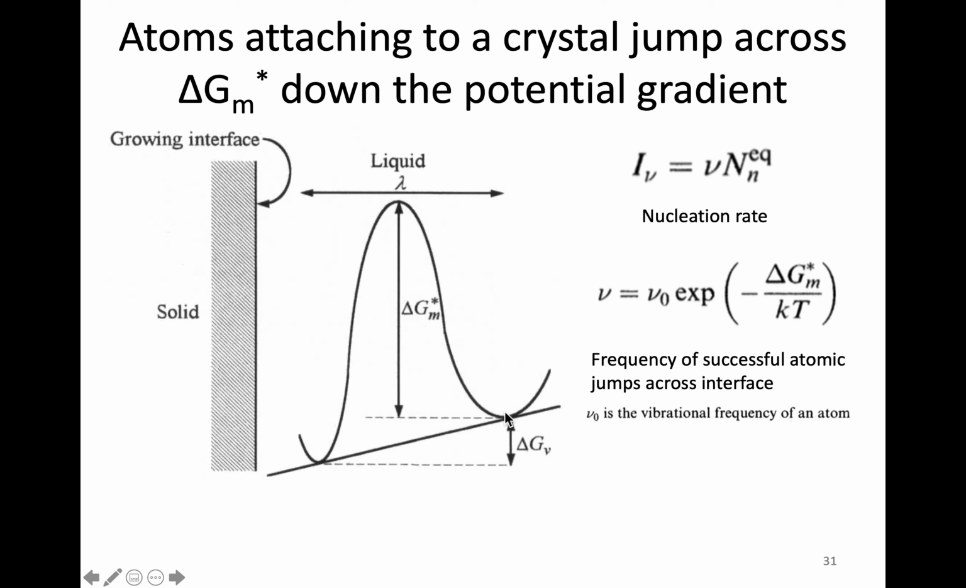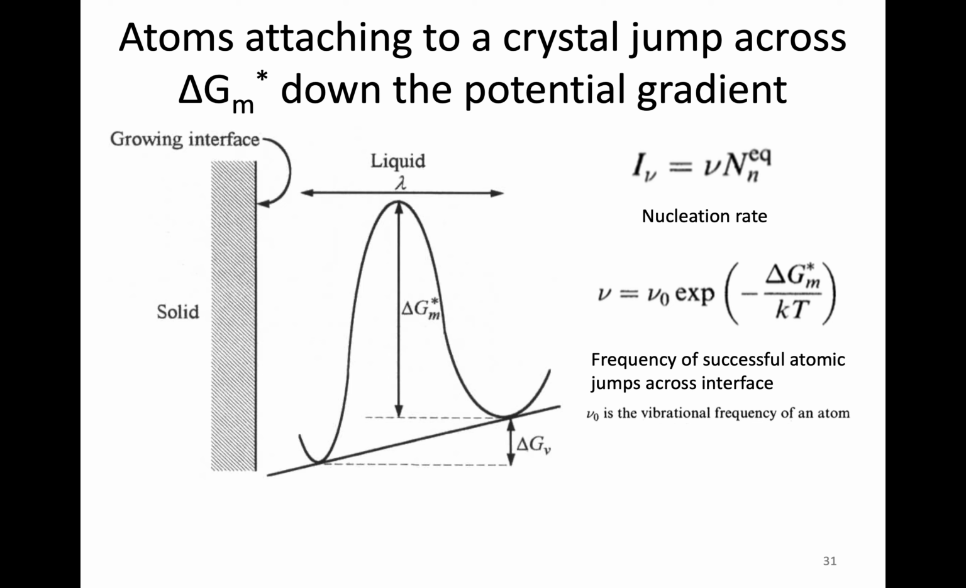So you have an atom at this position, and it must overcome this peak to go to the solid, which is down here. So you can see that delta GV, that difference in volume free energy, is what we've talked about already, right? Going from a liquid to a solid reduces the free energy. However, moving that atom from the liquid to the solid takes an energy to migrate it, to move it. And that's what this delta G M star is. The M stands for migration.